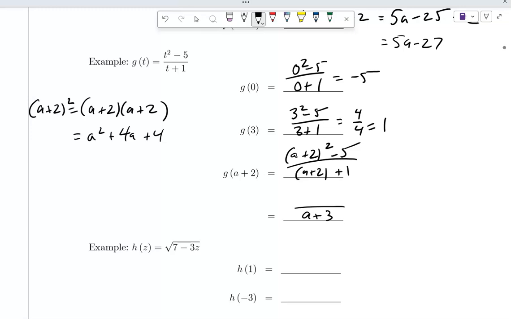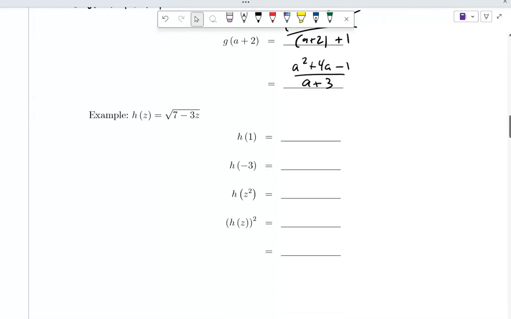Okay? All right. So going back over here again, you would get a squared plus 4a, and then plus 4 minus 5 gives you a minus 1 on the end. And that's about as good as you can do. Does that make sense? Okay.